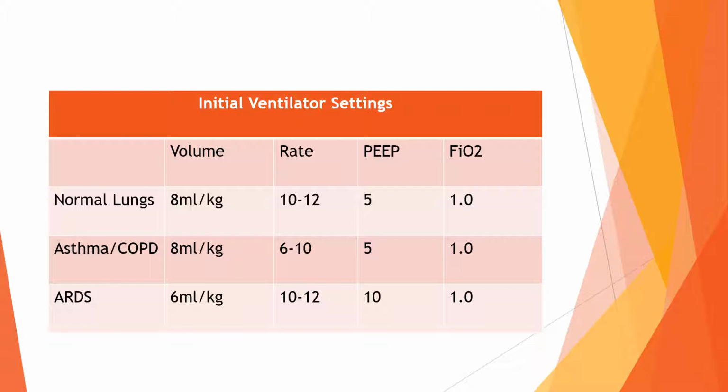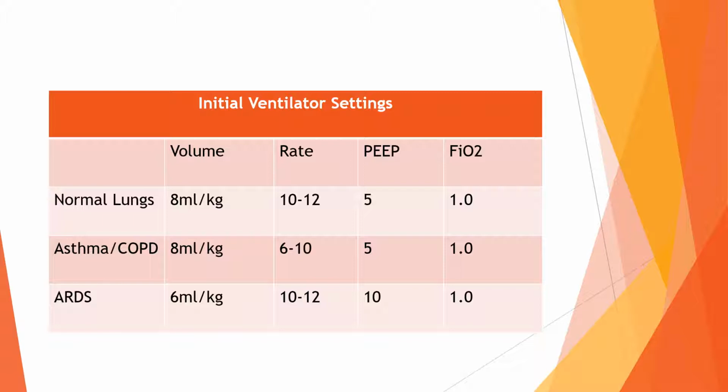For asthma and COPD, your goals are to ensure that patients have adequate oxygenation, they have adequate exhalation, and they avoid breath stacking. So similarly here, your volume will be about 8 milliliters per kilogram, but your rate will be a little bit less, about 6 to 10, PEEP of 5, and FiO2 of 100%.